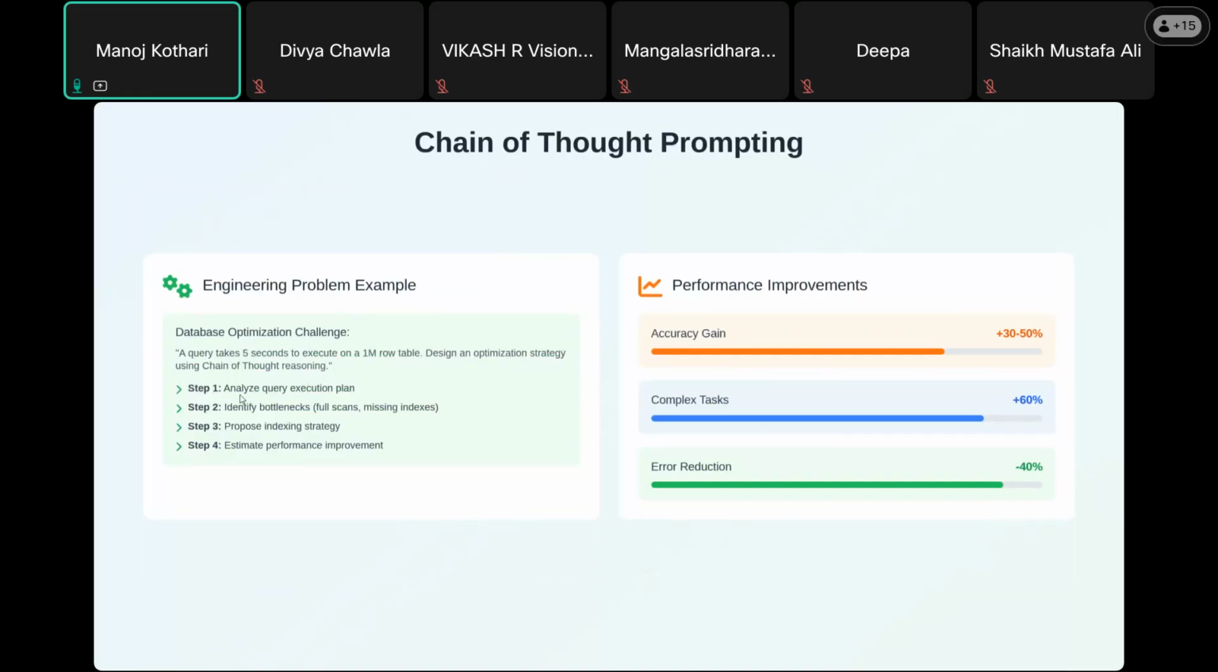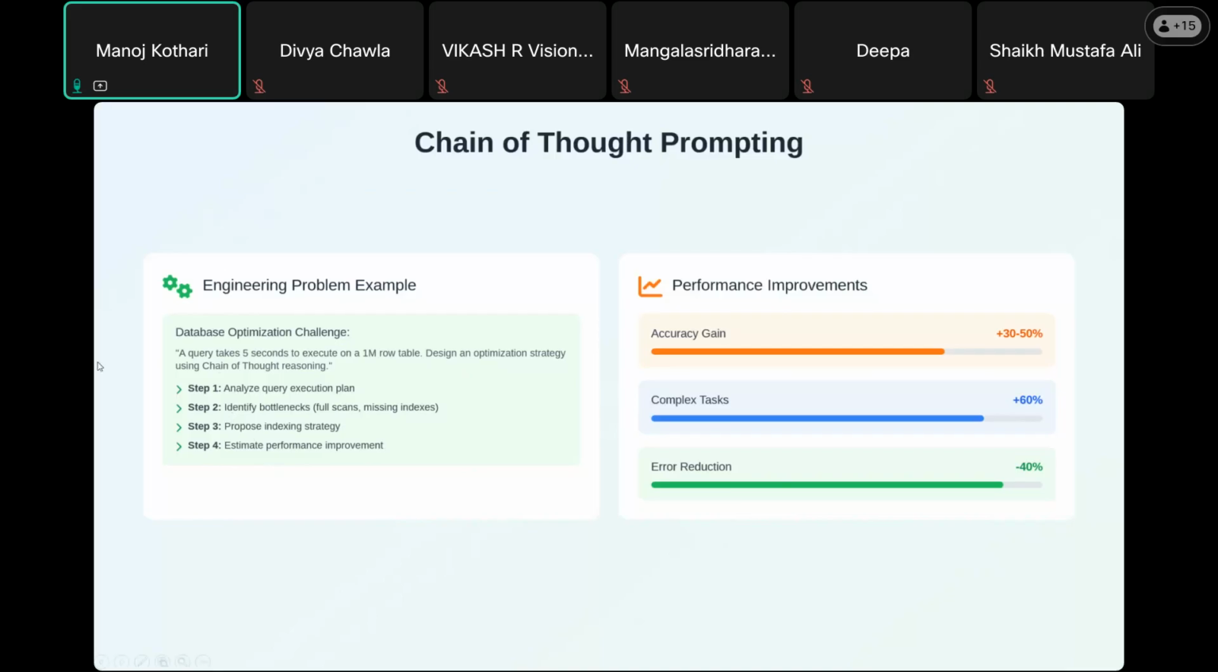So what we are saying is: analyze the query execution plan, identify the bottlenecks, propose an indexing strategy, and estimate performance improvements. So we are giving it four instructions: do this, do this, do this, do this. Because if it does not do these things, it will not give you the correct result.